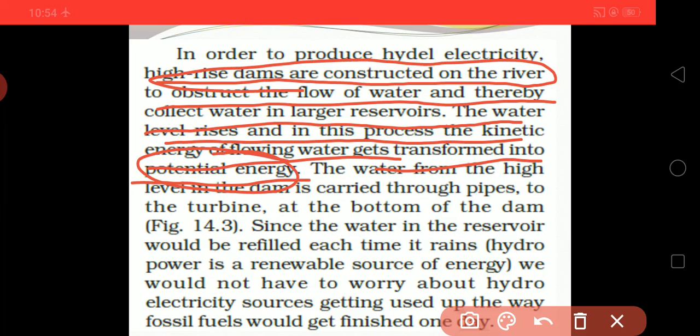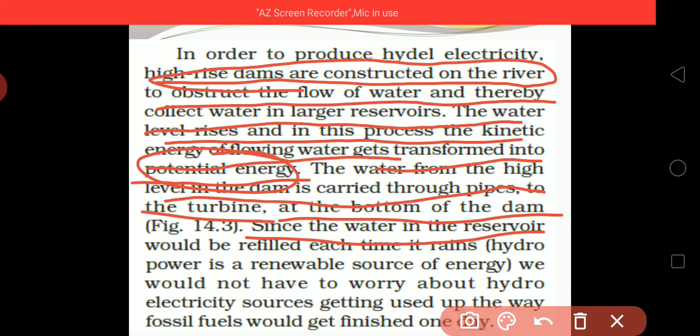The water from the high level in the dam is carried through a pipe to the turbine. At the bottom of the dam, the water in the reservoir is refilled each time it rains. Whenever it rains, the dam's reservoir gets refilled.